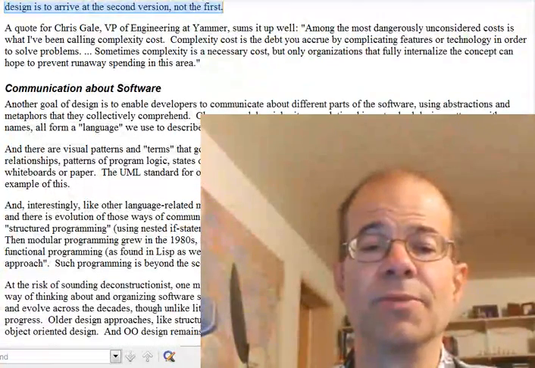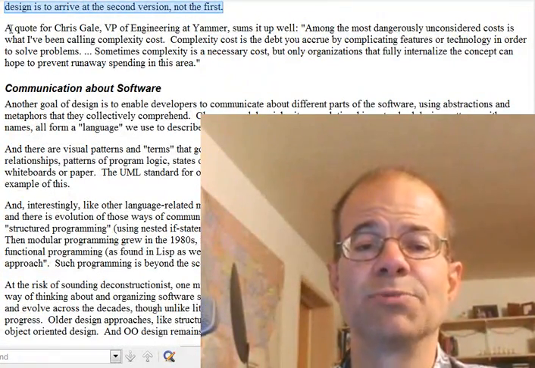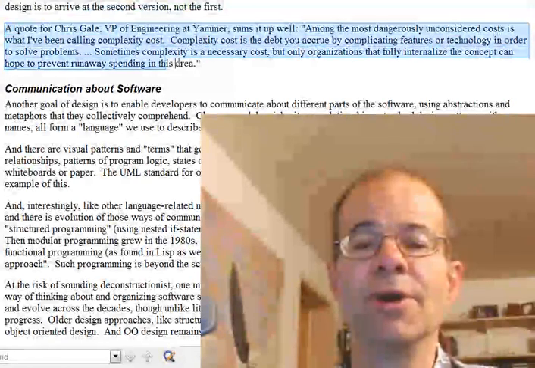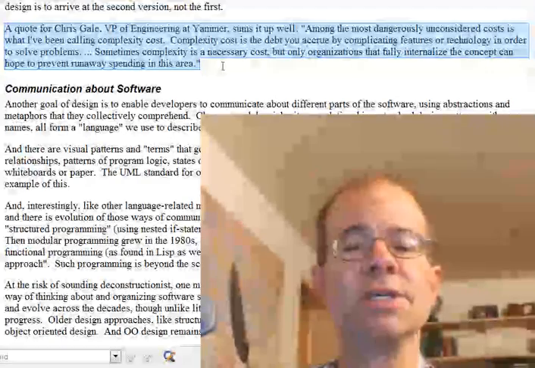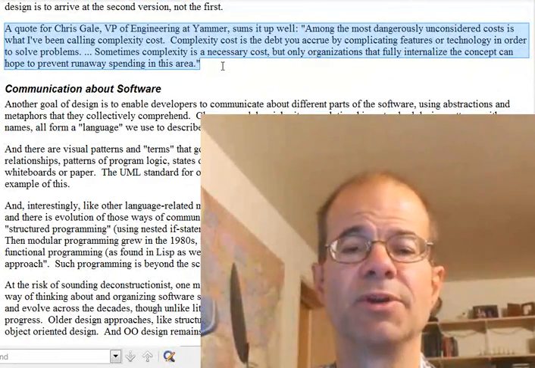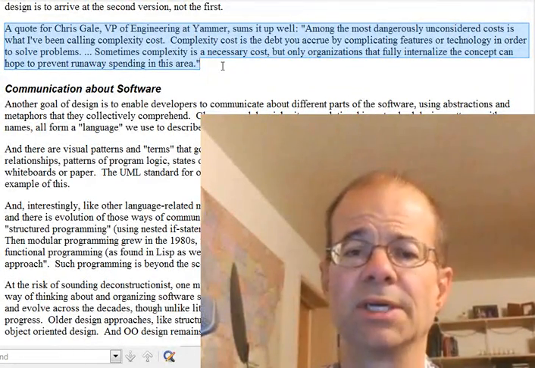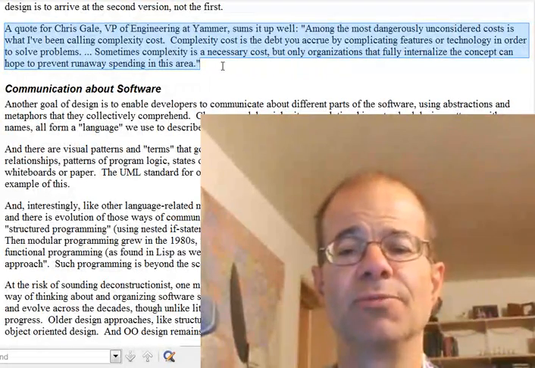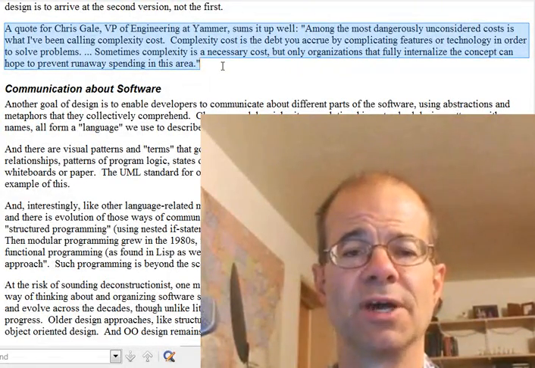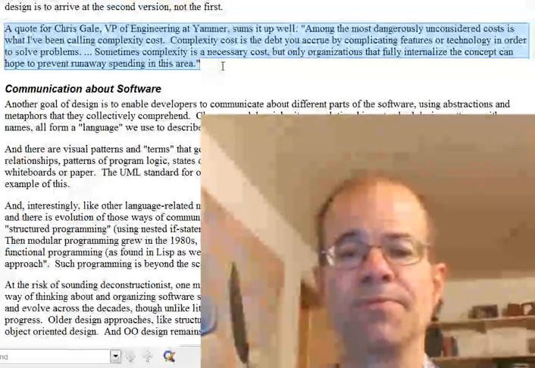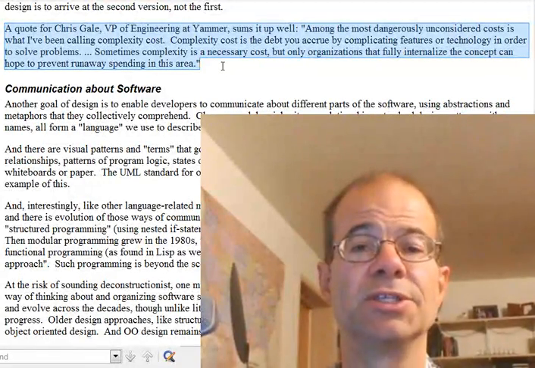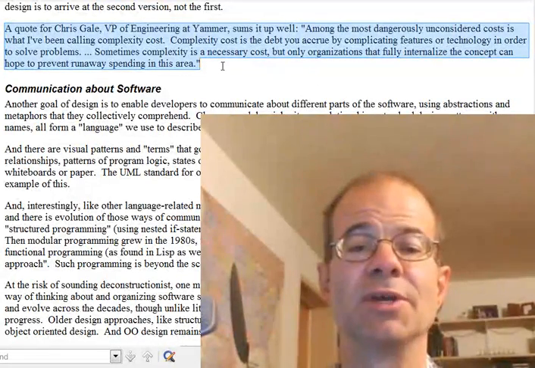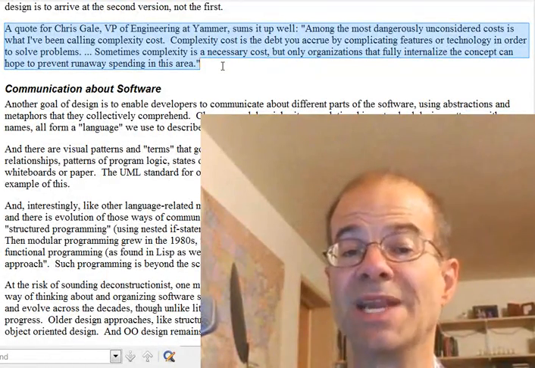A quote from Chris Gale, who's Vice President of Engineering for Yammer, sums this up pretty well. He says, "Among the most dangerously unconsidered costs is what I've been calling complexity cost. Complexity cost is the debt you accrue by complicating features or technology in order to solve problems. Sometimes complexity is a necessary cost, but only organizations that fully internalize the concept can hope to prevent runaway spending in this area."